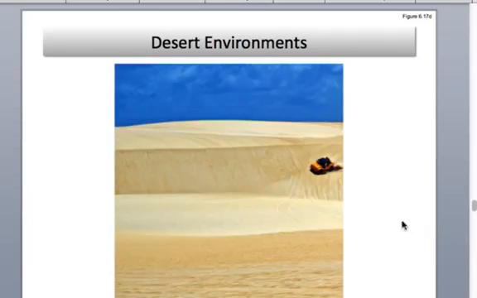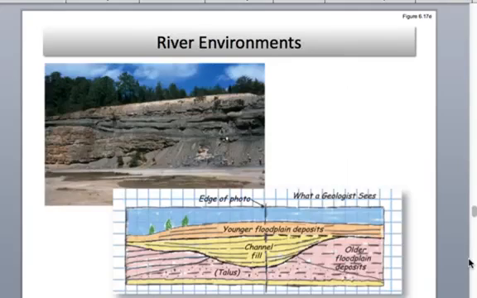Desert environments, right? We'd expect to find playa lakes, large sand dune deposits with large cross bedding. Mud cracks would be common in this area as well. So again, those evaporite minerals.